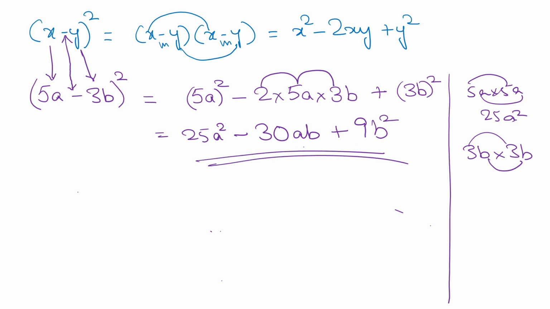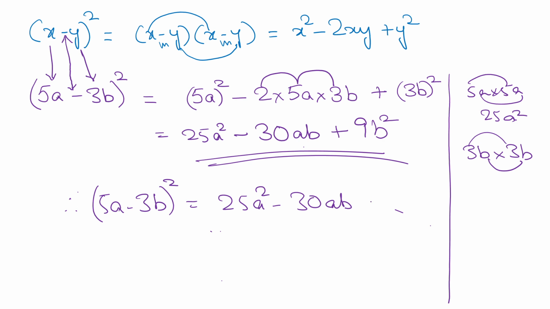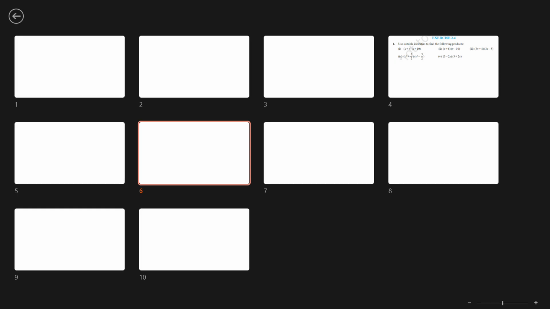So this is (5a − 3b)². The conclusion is very important whenever you learn. (5a − 3b)² equals 25a² − 30ab + 9b². So this is the answer. So let us see now the next one.